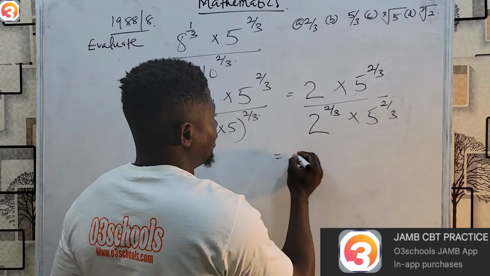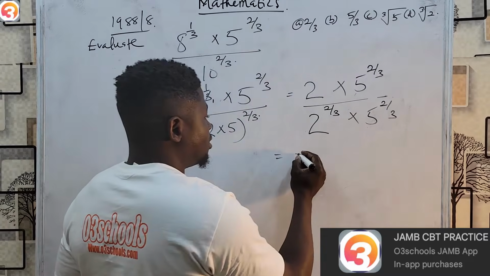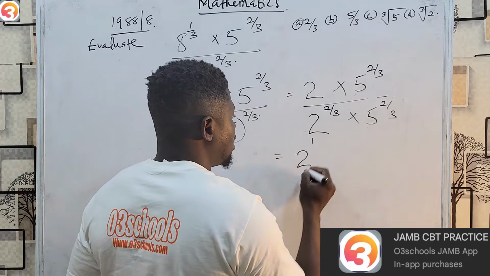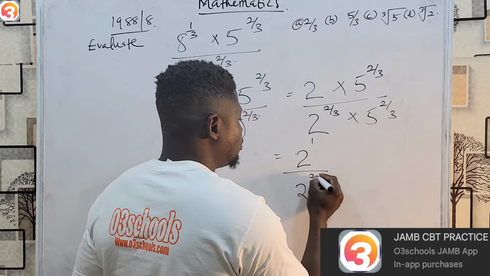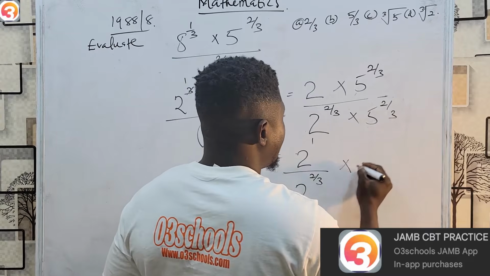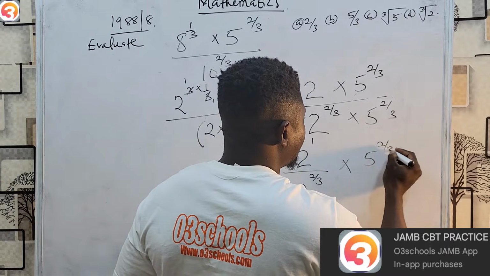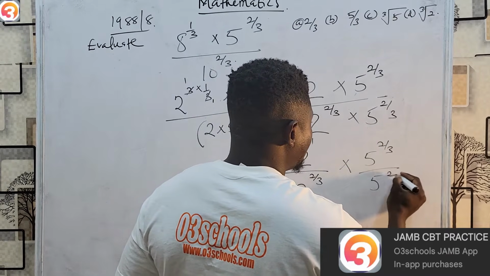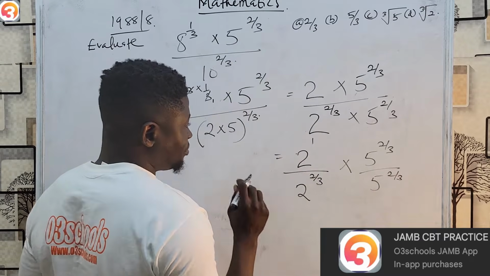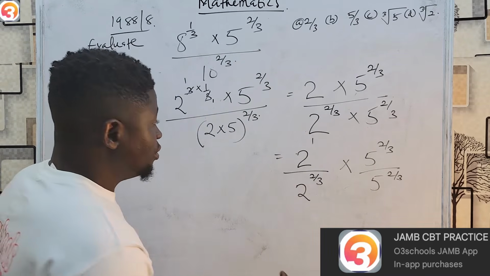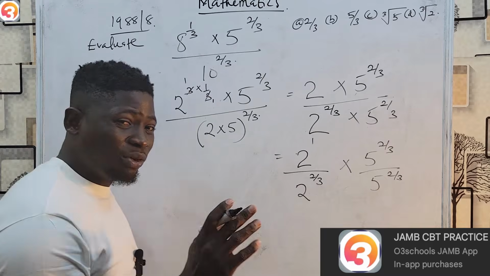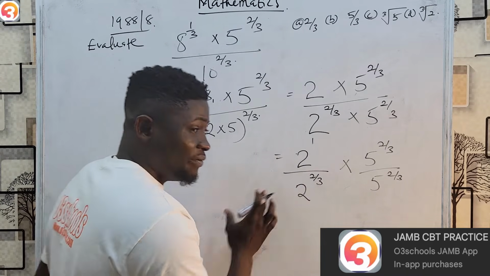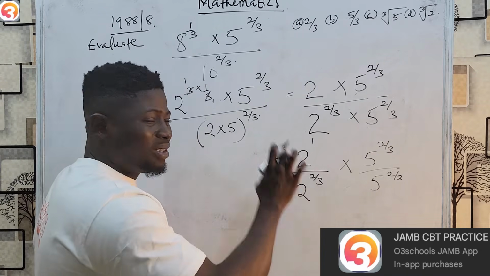We can separate them: 2 raised to power 1 over 2 raised to power 2 over 3, then times 5 raised to power 2 over 3 all over 5 raised to power 2 over 3. Now, remember what I told you initially: if there's a division sign, you subtract the powers.